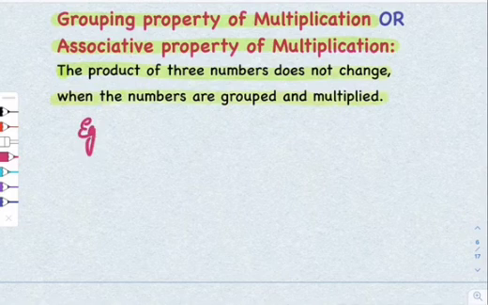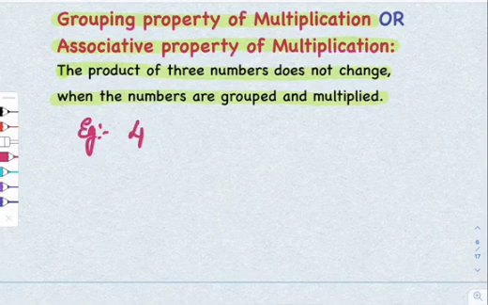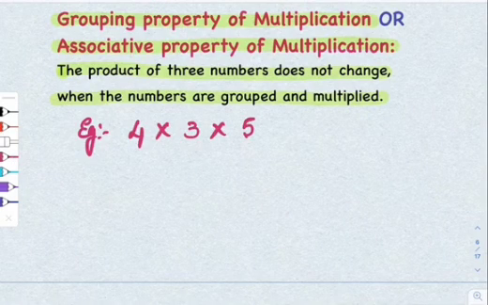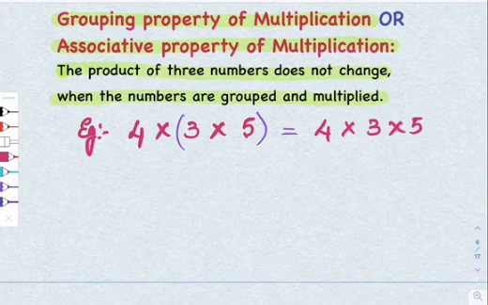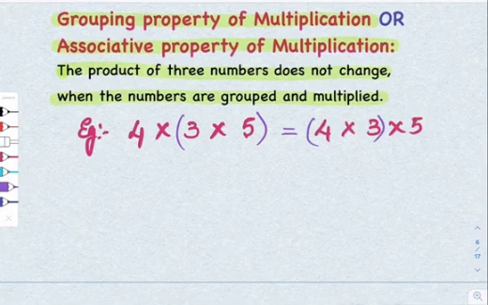For example, if I have three numbers 4, 3 and 5. Now I try to group it. The same numbers I will write and try to group them differently. Here on my left hand side I have 3 and 5 grouped together, but on my right hand side I have 4 and 3 grouped together. Did you all understand, children? Now let us calculate as per the grouping.